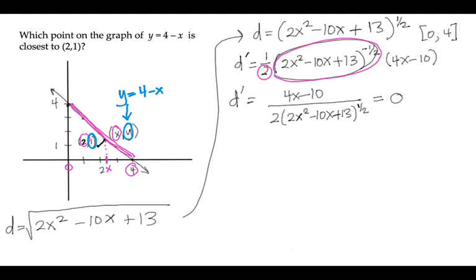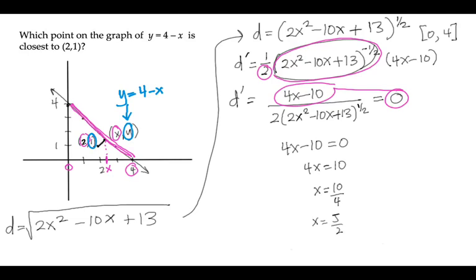Remember that if you've got a fraction set equal to 0, we just need to figure out where the top is equal to 0, because if the top is equal to 0, 0 over whatever is going to be 0. So all I really need to do is make 4x minus 10 equal to 0. Add 10 to both sides, divide by 4, and reduce that to 5/2. So my critical value is x equals 5/2.